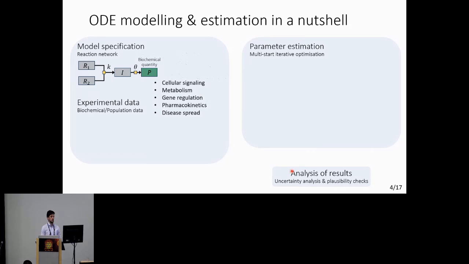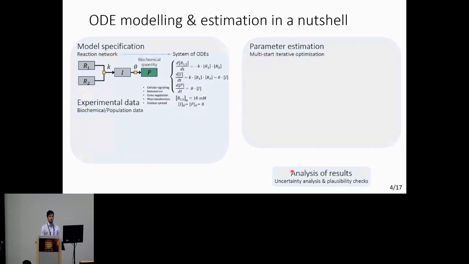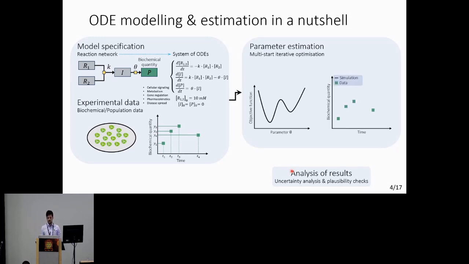With some assumption, this model can be then translated into a system of ordinary differential equations, which basically model the temporal evolution of the chemical species through time with some initial conditions. The model then usually comes together with some data. For instance, let's suppose that there's 4 measurements across 4 different time points that measure the biochemical quantity of interest, P. This data can then be used to estimate possibly unknown parameters of this model. So let's suppose that the unknown parameter of the model is theta, and we would like to estimate what the most probable value of this parameter is for the data that we have.